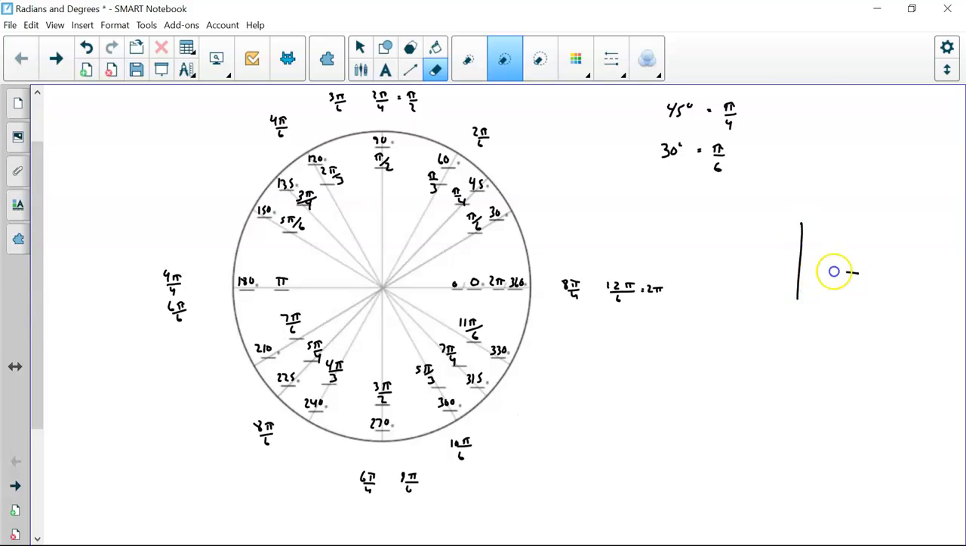Keep in mind, for when we're in the quadrants, we have our pi over 2, our pi, our 3 pi over 2, and our 0. So don't forget, if you are between 0 and pi over 2, you're in quadrant 1. If you're between pi over 2 and pi, you're in quadrant 2. If you're between pi and 3 pi over 2, you're in quadrant 3. And if you're between 3 pi over 2 and 2 pi, you're in quadrant 4.